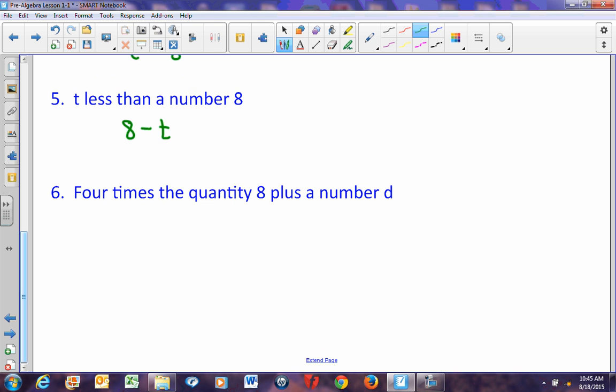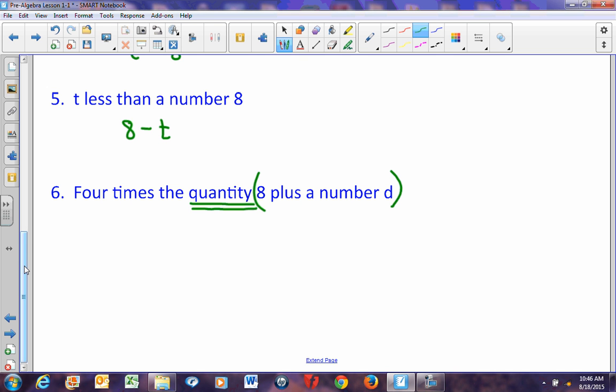And last but not least, number 6 here. 4 times the quantity, 8 plus a number b. Okay, there's a couple of things going on here. 4 times the quantity. When you see the word quantity, quantity means whatever comes after that is grouped together. So I have this being grouped together. And if I'm going to group it together, I'm going to use parentheses, because that helps to group things.